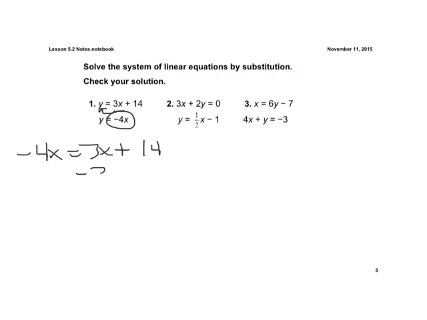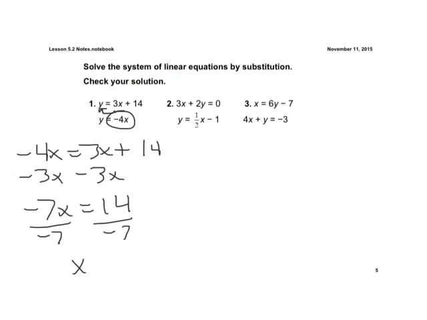Let's get the x's to the same side. So subtract our 3x. We have a negative 7x equals 14. Divide by a negative 7. X is negative 2. Okay, we have our x value.